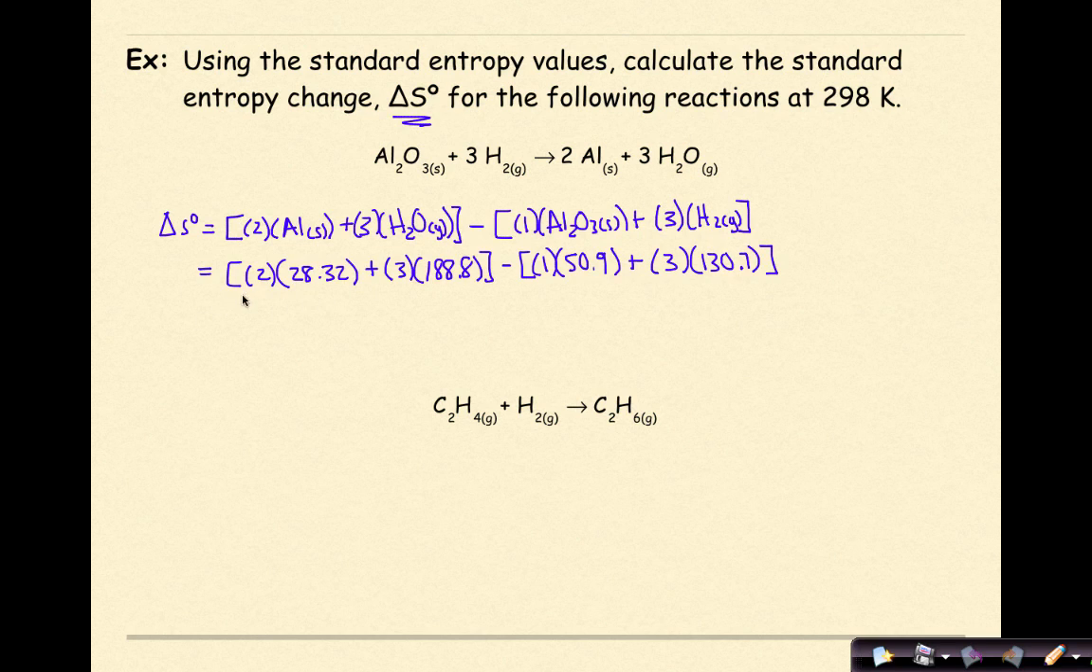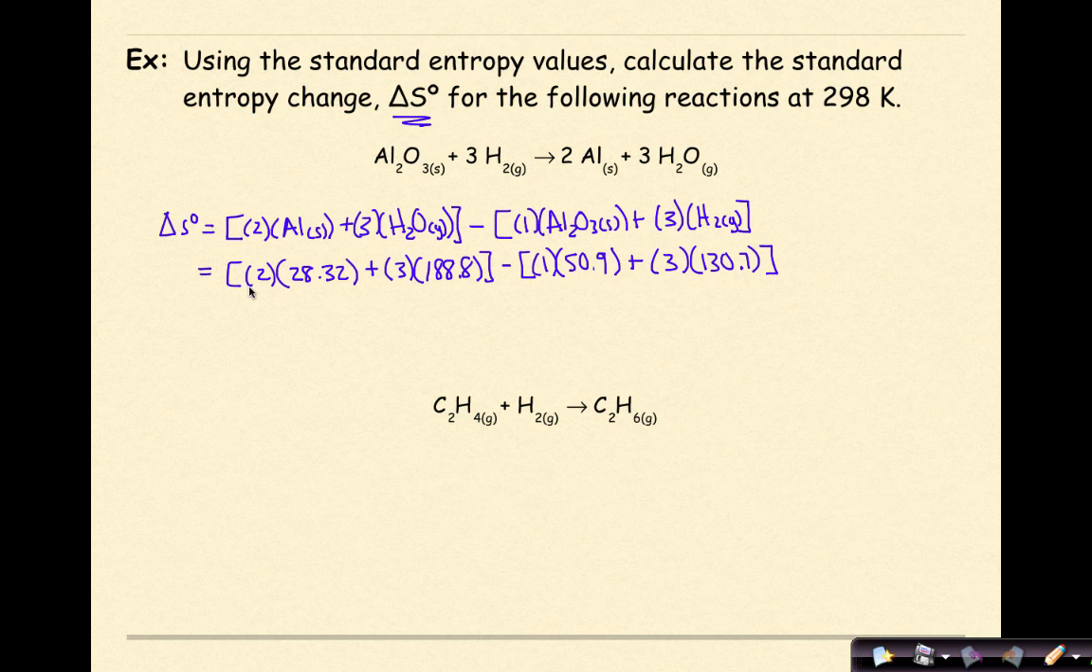So here I have my entropy values filled in for each one of my reactants and products. So my value for aluminum solid is 28.32 plus my 3 moles of water in the gaseous state, which the entropy value is 188.8, minus my reactants, 1 mole of my Al2O3, which is represented as 50.9, plus my 3 moles of hydrogen gas, which is represented as 130.7.